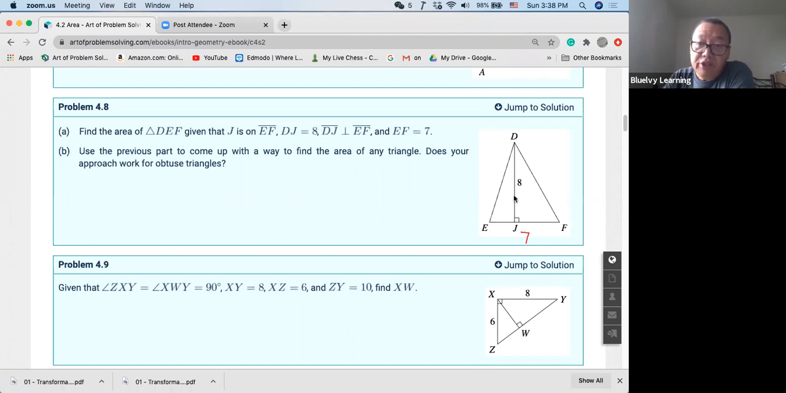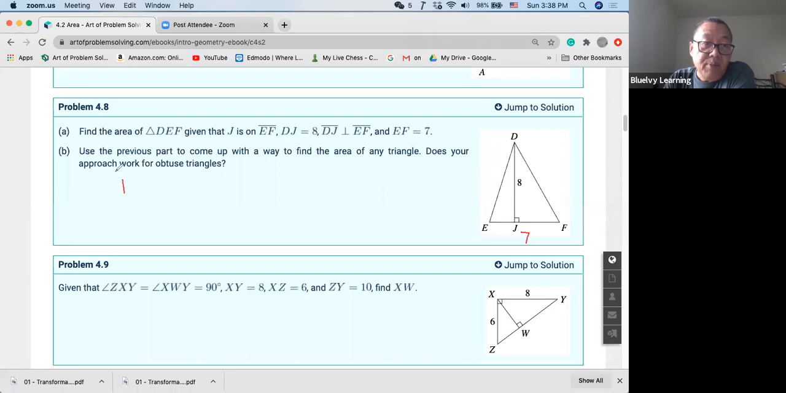Area of a triangle equals base times height, then divided by 2. So base, that's 7. Height, that's 8. 7 times 8, then divided by 2. Okay, Kevin got it correct. Oh yeah, everybody now got it correct. So 28, that's the correct answer.